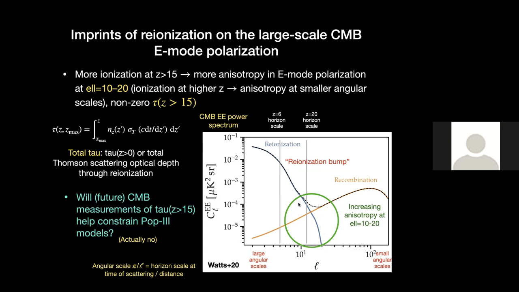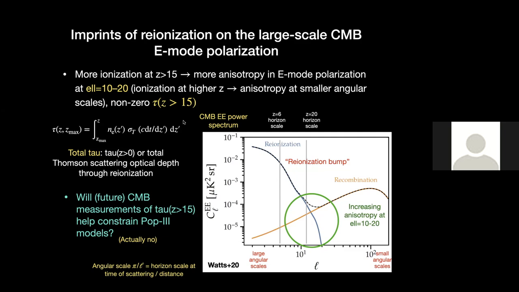So at the end of the day, the kind of observable that we care about is this Thomson scattering optical depth at Z larger than 15. So the Thomson scattering optical depth is basically an integral along the line of sight of the free electron number density times the Thomson scattering cross-section. So in this talk, I'm also gonna refer to the total tau, which you can also call tau of Z larger than zero, or the total Thomson scattering optical depth throughout reionization. So I'll talk about both these two things. All in all, if there is significant ionization by POP3 at high Z, then what we would expect to see is this increased angular anisotropy at slightly higher L and a non-zero detection of this tau Z larger than 15.